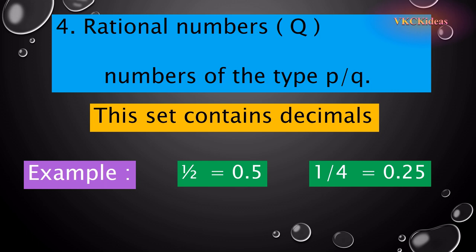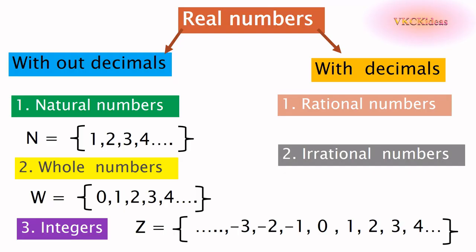Yes. Look at another example. 3 by 2 is a rational number which can be equated to 1.5. If I divide 3 apples among 2 students, each one will get 1.5. That is what 1.5 means. This contains an integral part and also a decimal point. But anyhow, rational numbers contain decimals. No doubt about this.